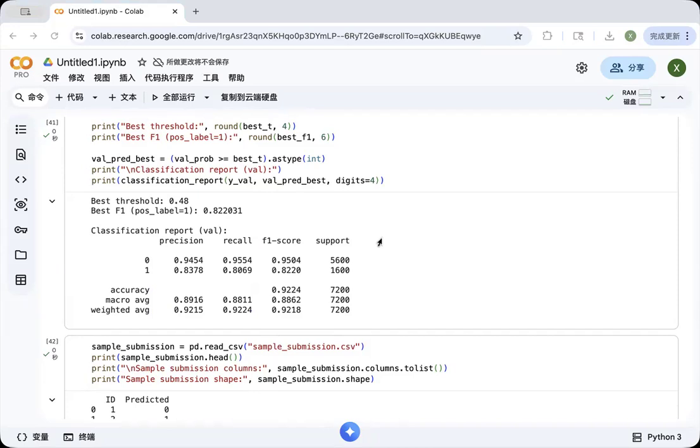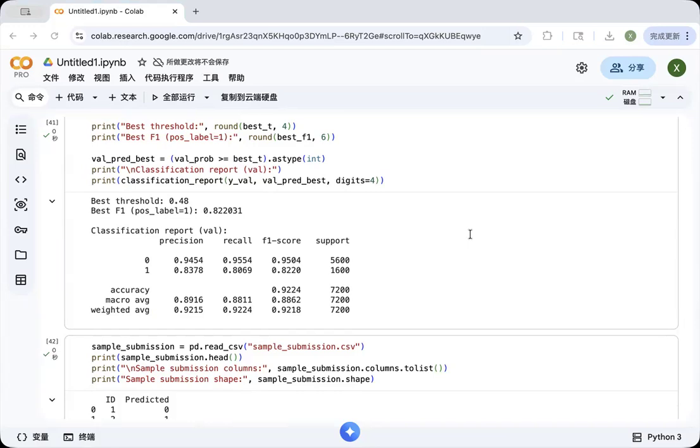LightGBM delivered the best performance with cross-validated F1 around 0.84. It efficiently captures nonlinear interactions, includes built-in regularization, and performs very well on structured tabular data. The trade-off is reduced interpretability and increased tuning complexity. From a business perspective, LightGBM provided the best balance between detecting defaults and minimizing unnecessary loan rejections.